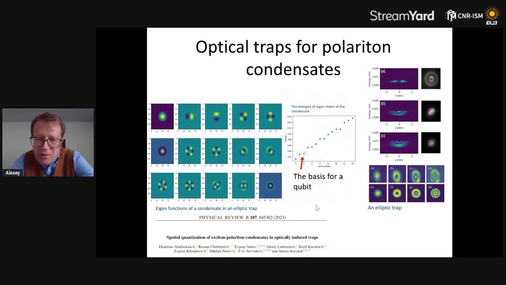Now, when it came to realization of qubits, of course, a lot of work had to be done to optimize the trap where this condensate would be formed. And the most flexible are optical traps. So here we have studied elliptical traps that are optically induced. And the energy spectrum of the condensate in this elliptical trap consists of many discrete energy levels, but we choose two of them that lie closely. And on these two states, we realize the qubit.